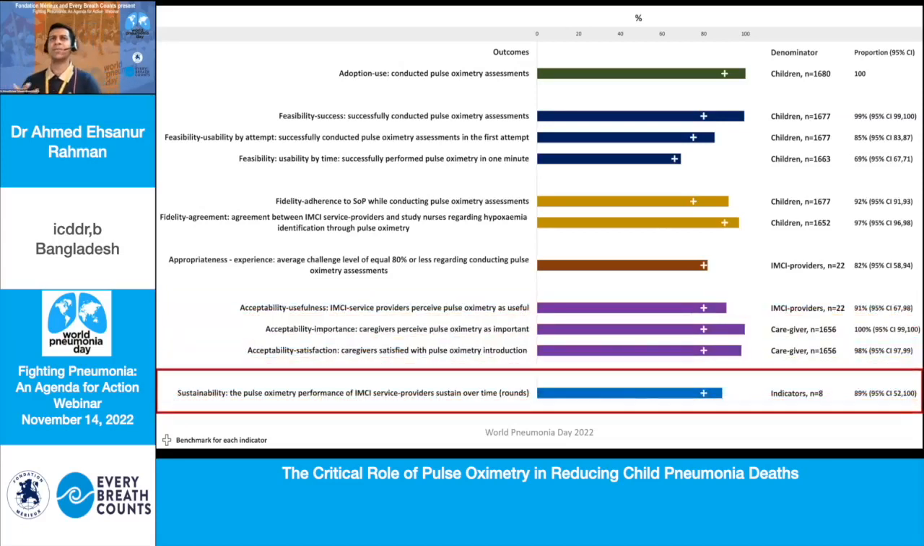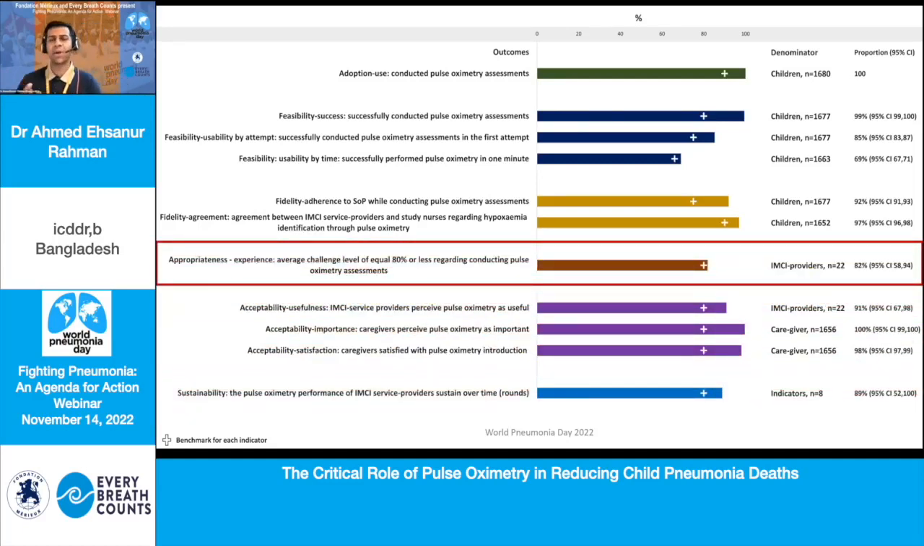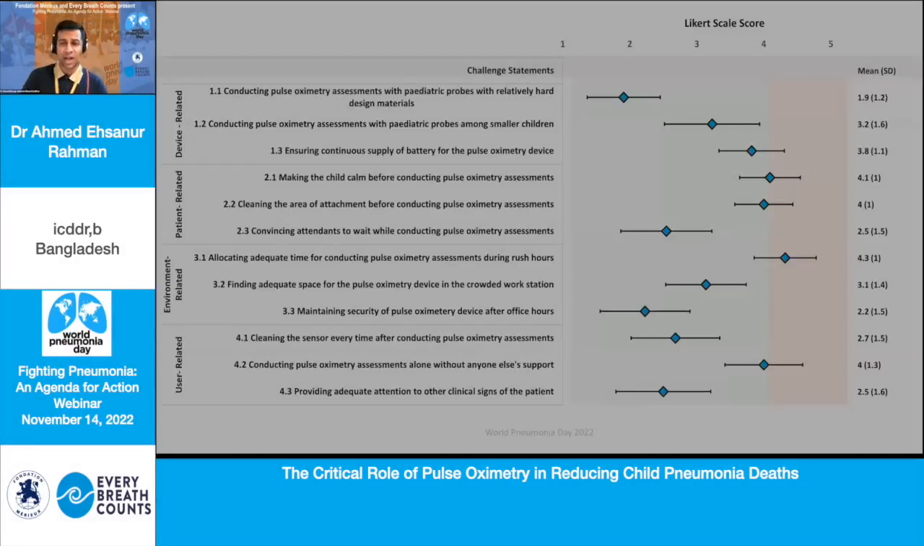And another question was about sustainability. These assessments were done 6 months apart in those facilities. And the result was that 90% of the times, these impressive results were sustained. And I know that I have skipped one, the appropriateness part. This is a part where we are trying to look at the challenges faced by the healthcare workers regarding using pulse oximetry. So, to dive into the detail.